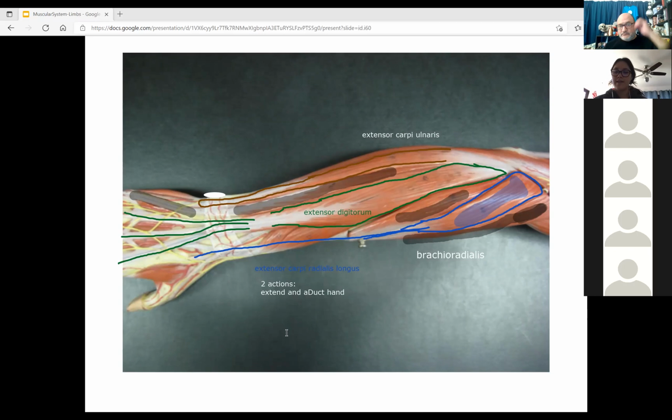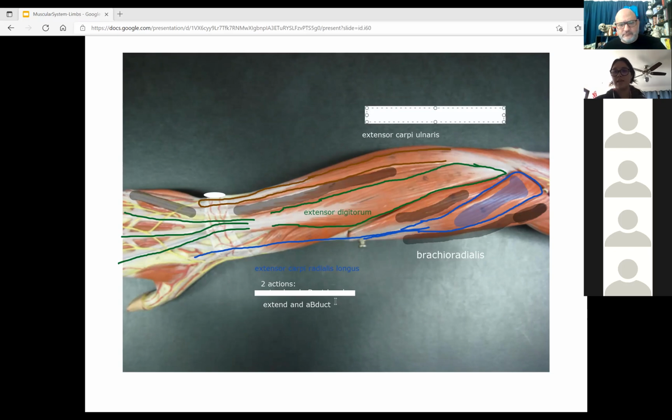I think I messed up, because on the sheet it says abduct. Oh, I'm sorry. I said adduct, but I think I wrote it. You are correct. Thumb side, abduct. Remember, the thumb is the lateral-most structure, so if you're moving toward the thumb side, that's an abduction.